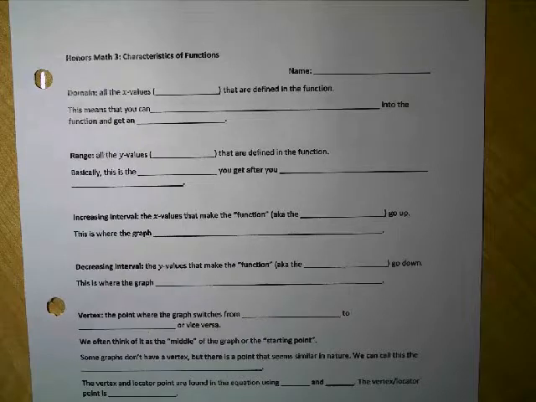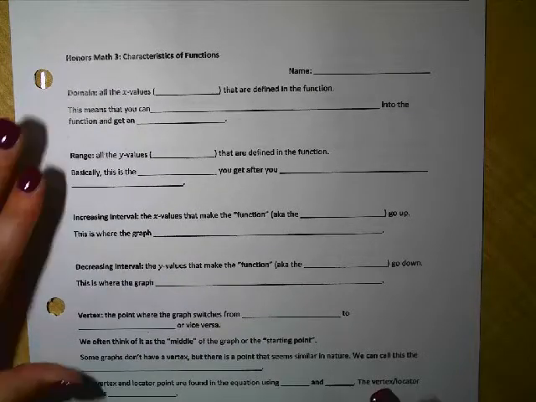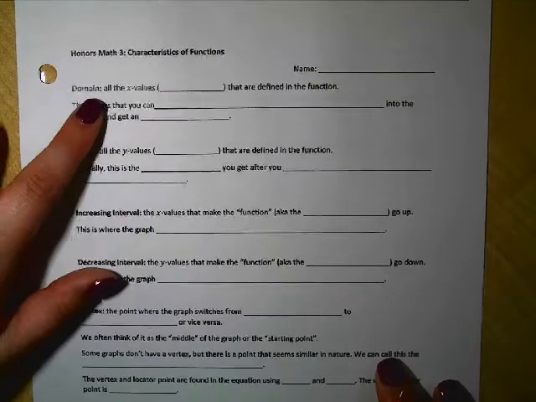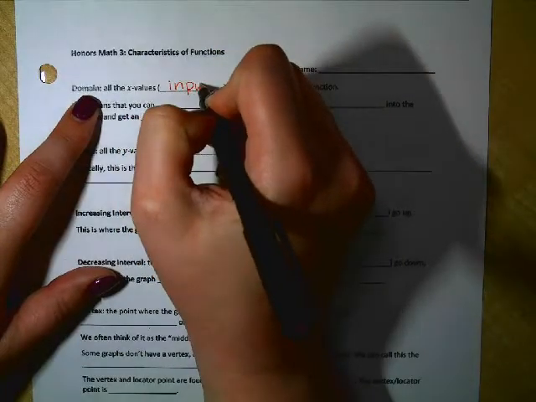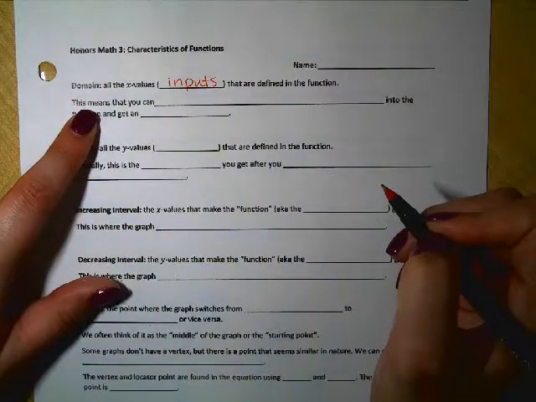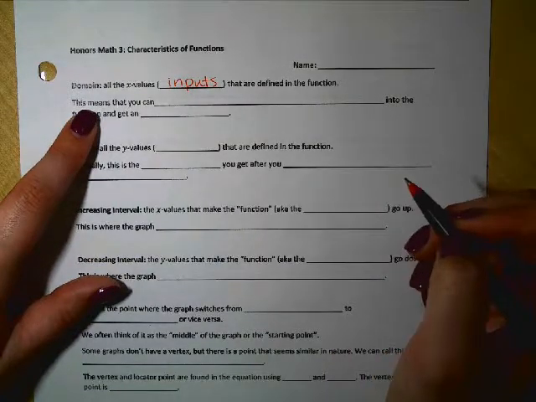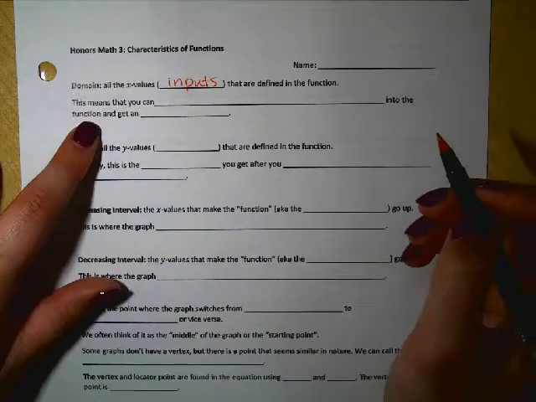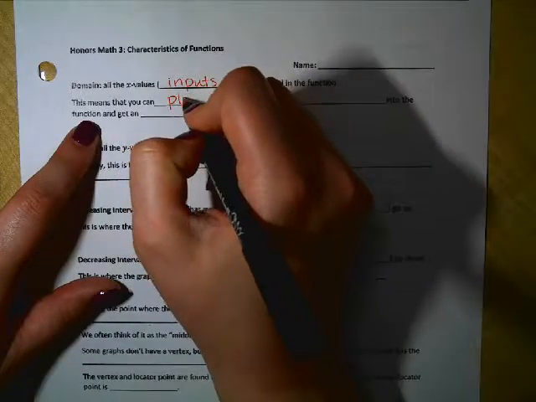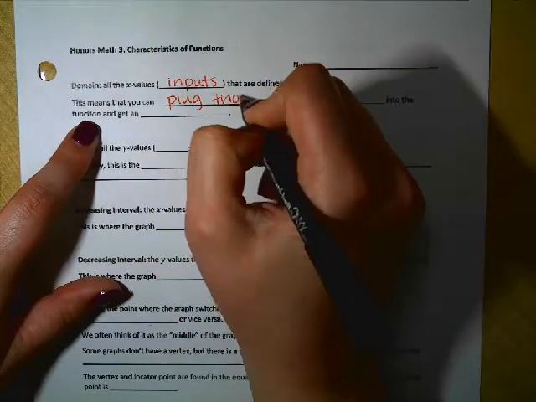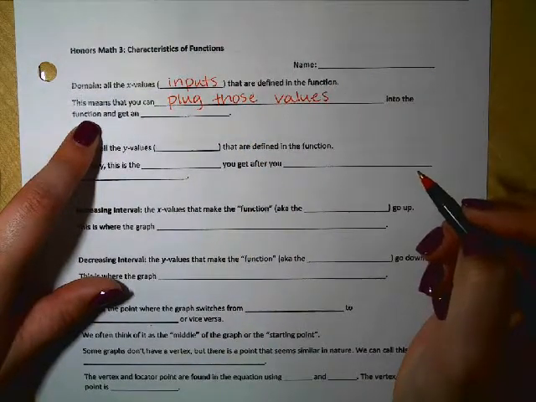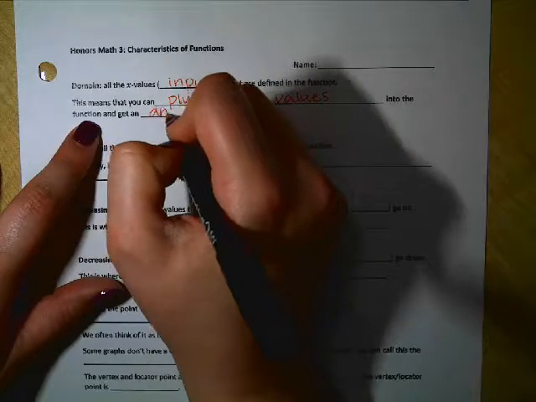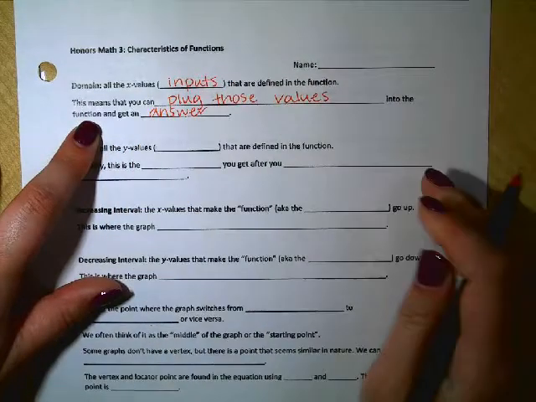All right, so these words should be somewhat familiar. This is just going to be a sheet that you can refer to in case you have forgotten what something means, all right? The domain is all of the x values or inputs that are defined in the function. This means that you can plug those values into the function and get an answer. That's what that means.